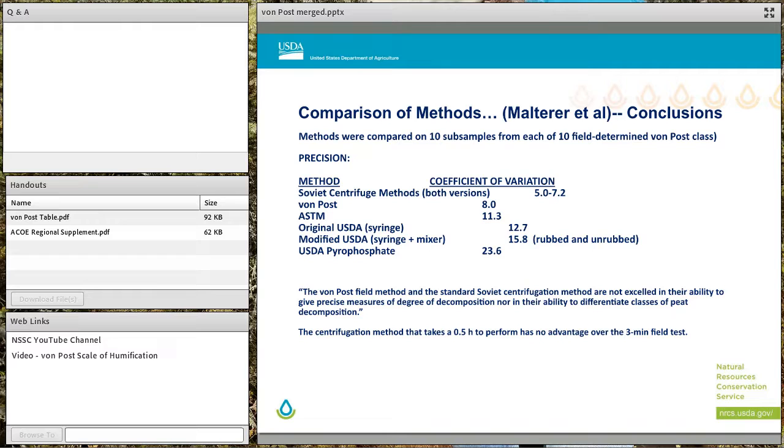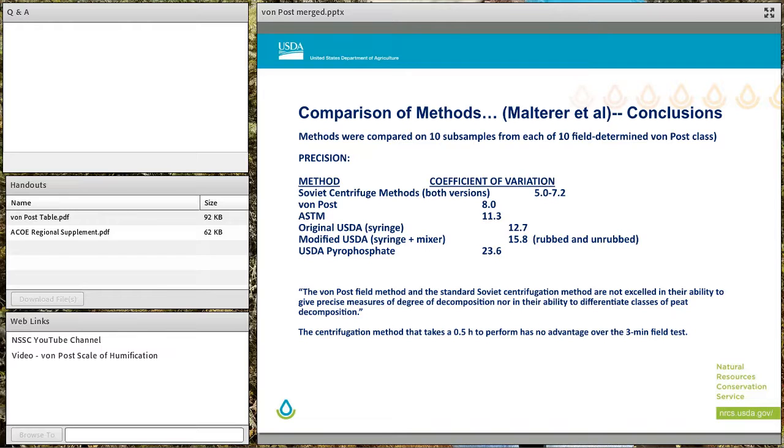And the results that came out, the Soviet centrifuge method and the von Post were the most precise, with the lowest coefficients of variability, and then going on up the scale, the pyrophosphate, the least precise.